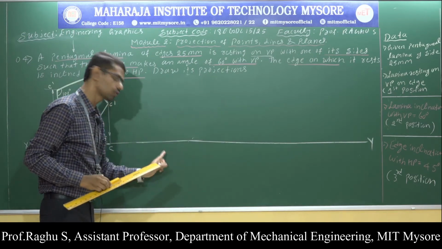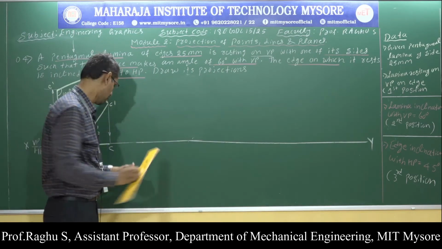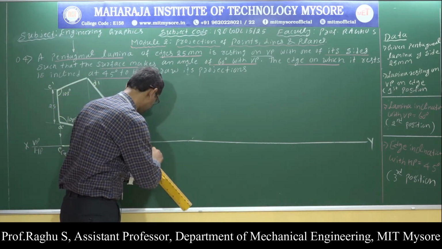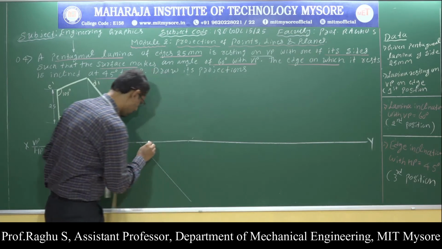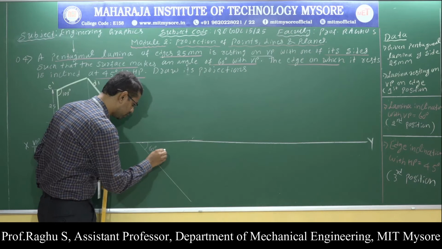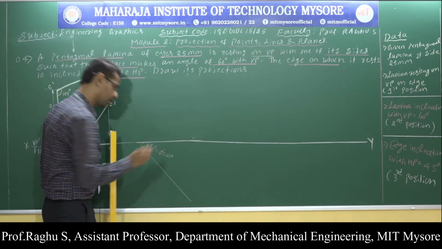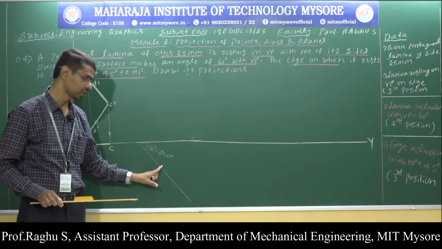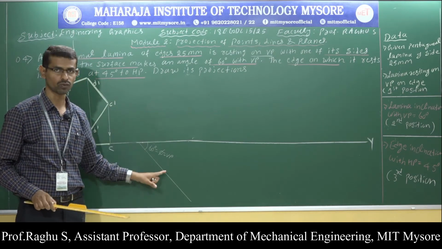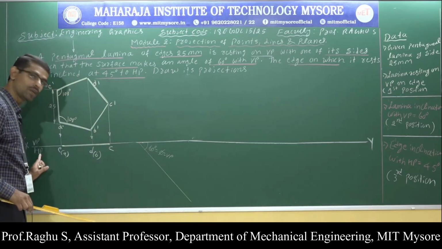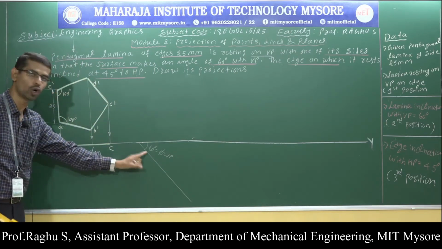So the top view will come on the HP plane. Now, take a 60 degree line. 60 degrees with respect to VP is denoted by angle phi. VP inclinations are below the XY line, HP inclinations above the XY line. VP inclinations are visible in the top view, so the top view will come on the HP plane. That's why here I have written the top view.